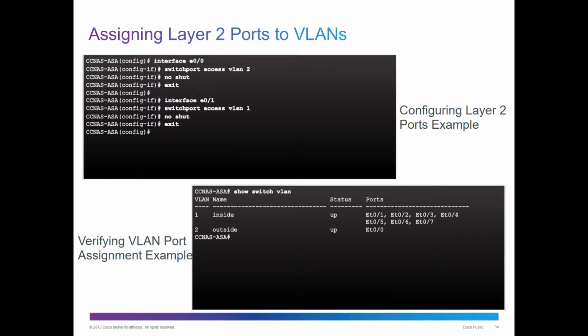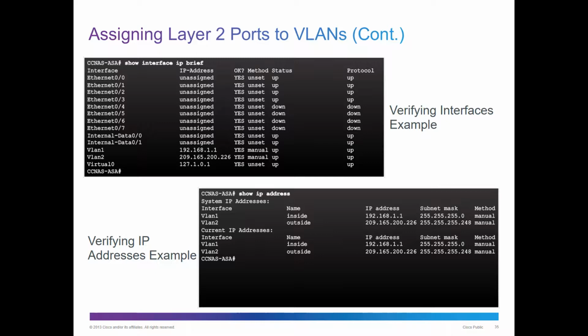Show switch VLAN will show you the VLANs that you have. In this case, we have 2, inside and outside, and you'll notice all ports are tied either to ETH0, which is on the outside, and all other ports are tied to the inside VLAN. And that may or may not be how you want it done. You can kind of pick and choose how you want to do that.